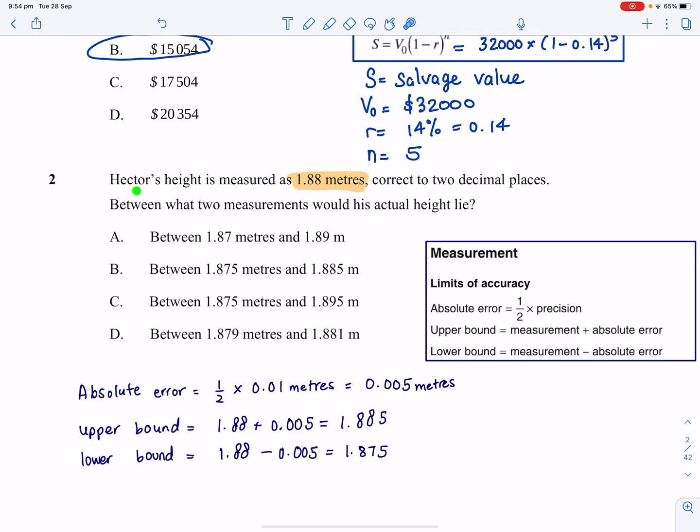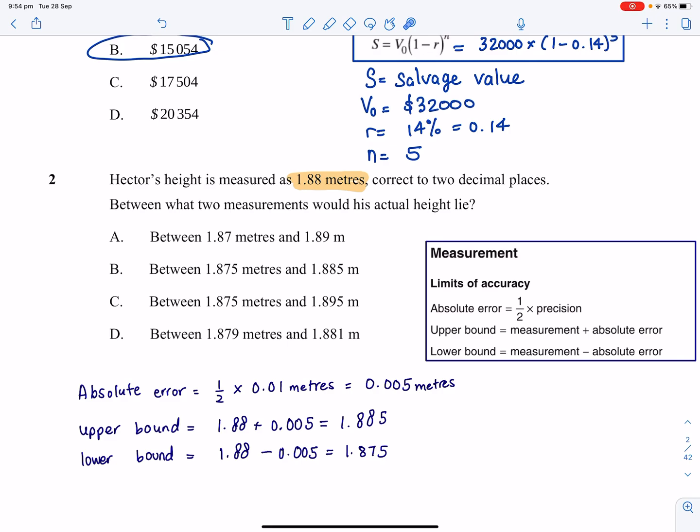Question 2. Hector's height is measured as 1.88 metres, correct to 2 decimal places. Between what two measurements would his actual height lie? When you take a measurement, such as somebody's height, the measurement that you take is never 100% accurate.